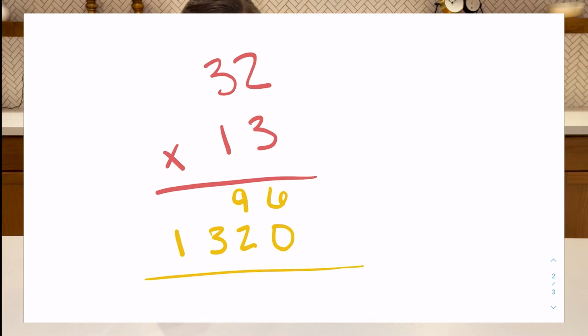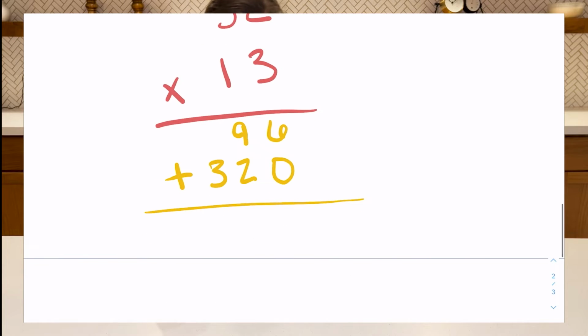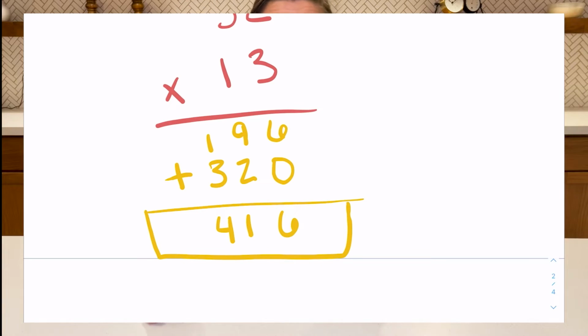And then we're just going to add all these together. 6 plus 0 is 6. 9 plus 2 is 11, so we're going to have to carry that 1. And 3 plus 1 is 4, leaving us at a grand, lovely total of 416.